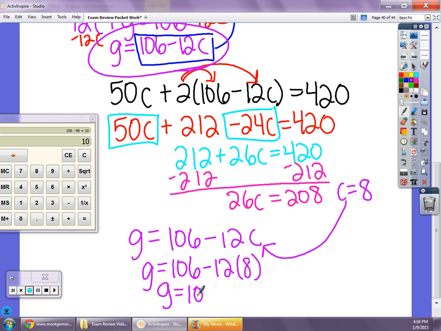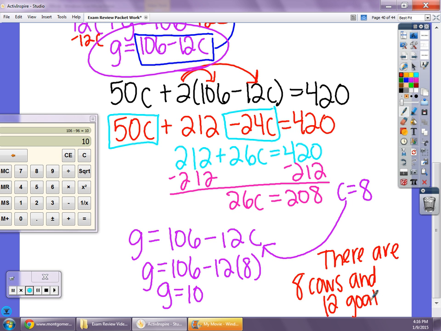It's a word problem, so let's write a sentence. There are 8 cows and 10 goats. Okay, and that'll do it for question 43.